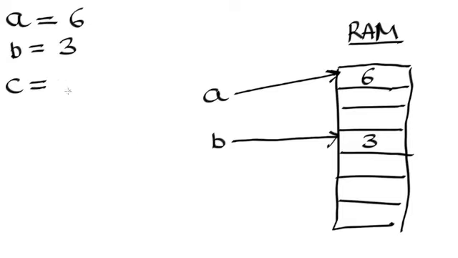I'm going to create a new variable now called c, and I'm going to say c is equal to a. So what does that do? Well, this new variable c is going to point to the same place that a points to. So c is now also pointing to that address space containing the integer 6.